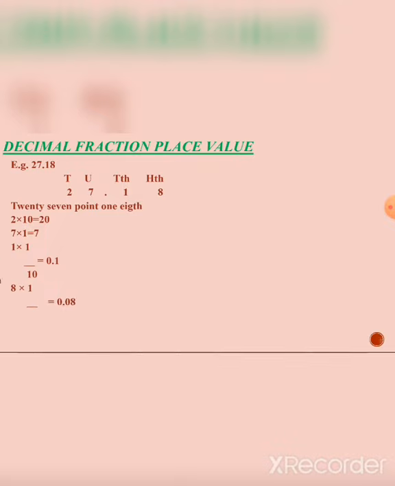Now the next number is 8. 8 is at which place? Hundredths place. So we will multiply 8 by 1 upon 100. So what answer is there? If we multiply 8 by 1 upon 100, your answer comes as 0.08. Why 0.08? Because at the denominator place 100 is there. That is why you have to write two numbers after the point. So we will write 0.08. I hope students you have understood how to give the place value to a decimal fraction. Now let's take a deeper example.